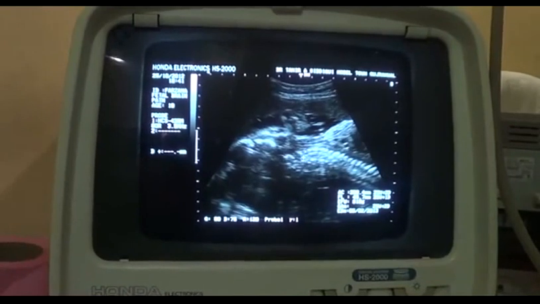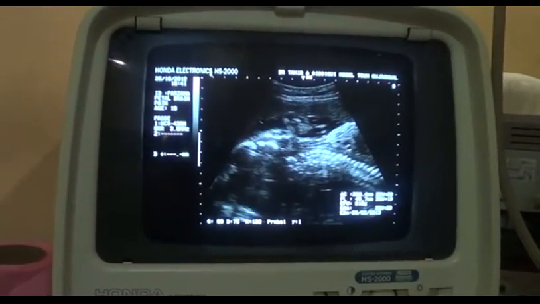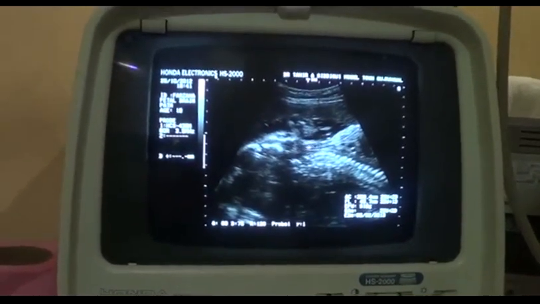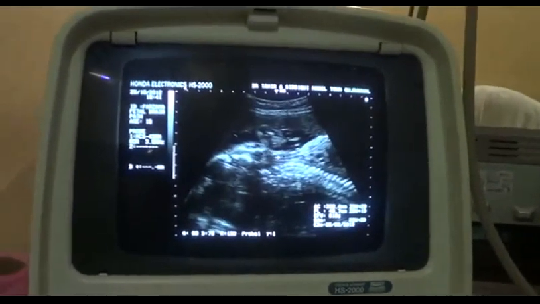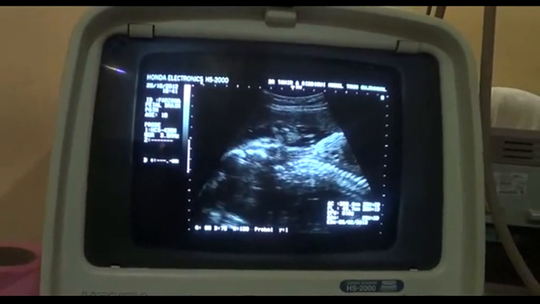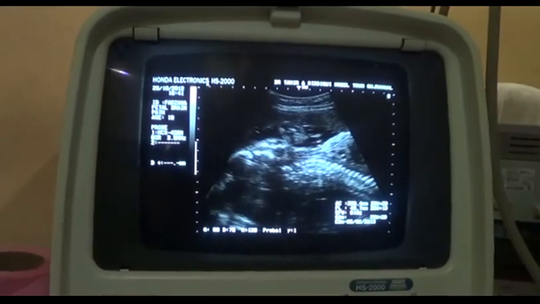This is the cephalic region of the vertebral column. This is the cervical vertebra. This is the neck of the fetus. This is the esophagus, this tiny thin linear structure. This is the eye, this is the head of the fetus.